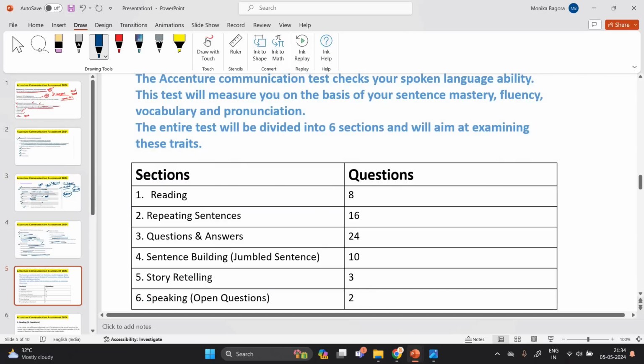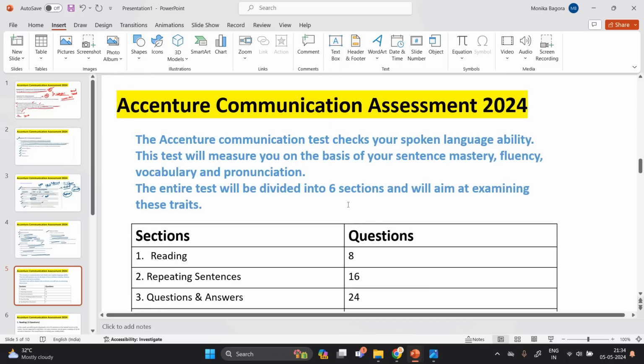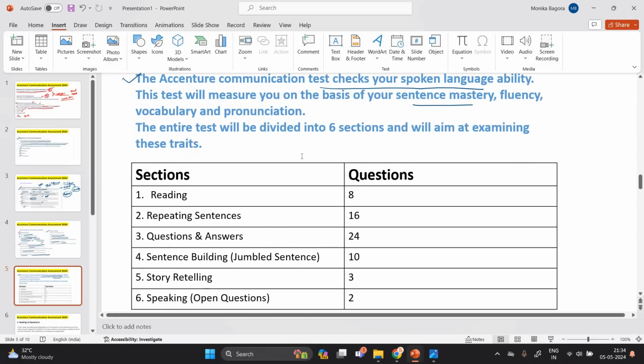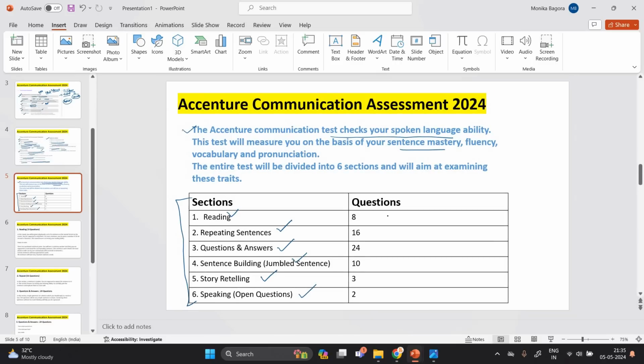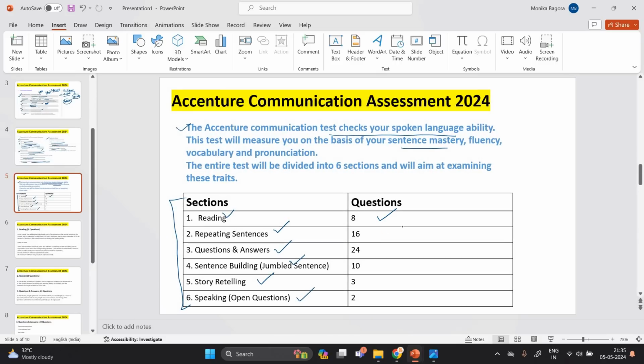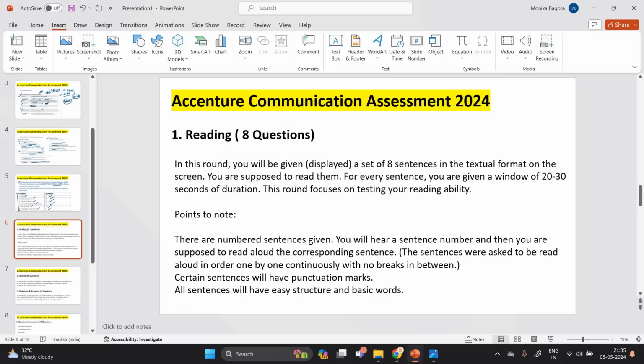Let's discuss the complete Accenture Communication Assessment 2024. The test checks your spoken language ability based on sentence mastery, fluency, vocabulary and pronunciation. The test is divided into 6 formats. What are the 6 formats? Reading, repeating sentence, question and answer, jumbled sentence, story retelling and speaking. There are a total of 8 questions in reading, 16 in repeating sentence, and 24 in question and answer, followed by jumbled sentence, story retelling and speaking. Let's discuss all the important points.